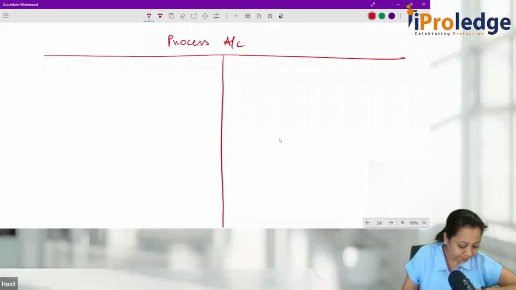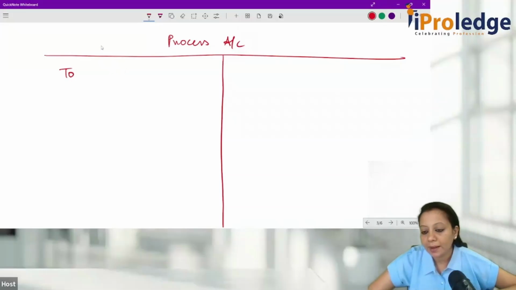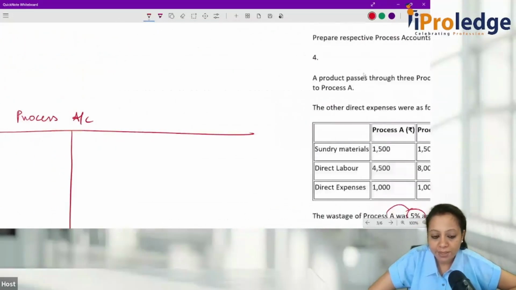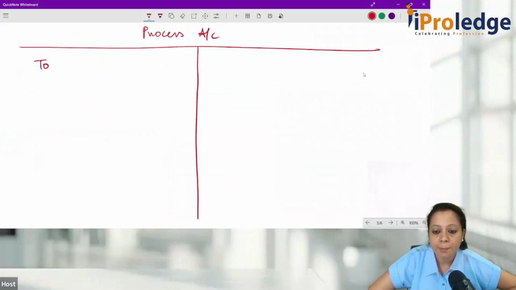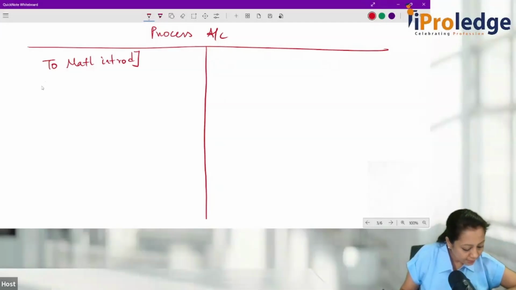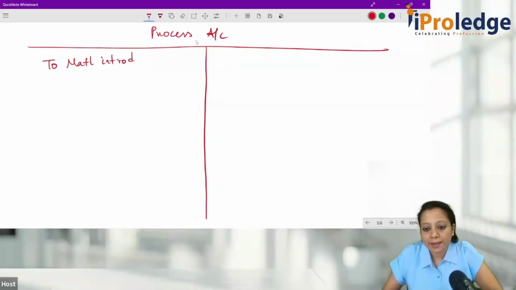So now we have process 1. They have given in the first line of the question that 10,000 units at a cost of 1.1 were issued to process A. I hope everybody is able to see. Yes, it's given in the first line of the question. Based on that, I'm going to write input. So materials introduced, that is going to be 10,000 units. I will write a units column, maybe it will be easy for you to calculate. So I will write a unit column and an amount column.